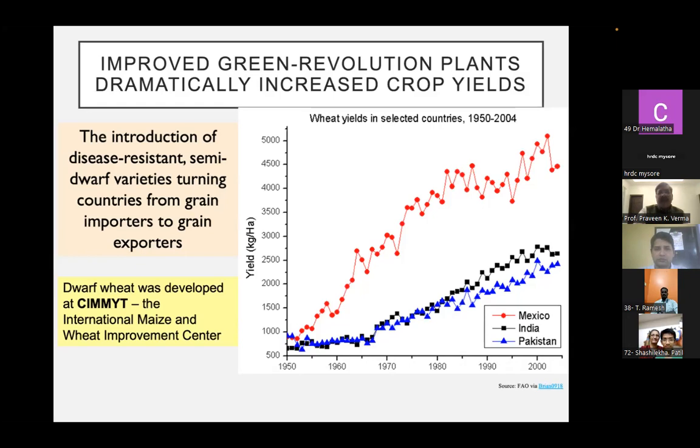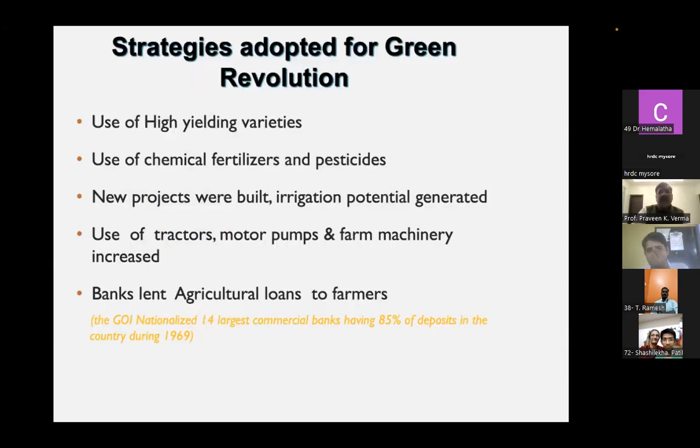So what they have done is that after the crossing, the strategy they adopted during the green revolution was to use high yielding varieties. They also started using chemical fertilizers and pesticides. I'll come to this particular point because this workshop of yours, in HRDC, is also related to sustainable development. So we will discuss the use of chemical fertilizers and pesticides in detail.